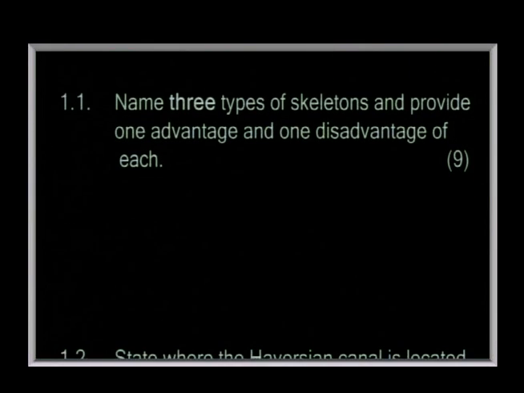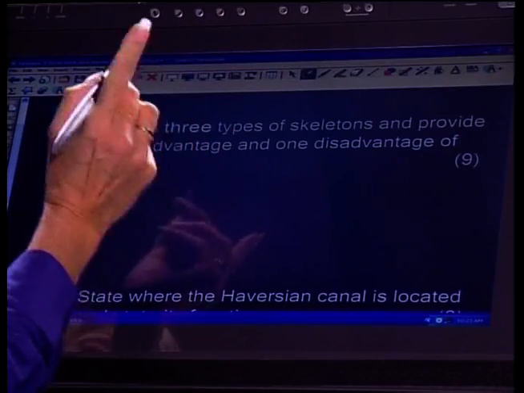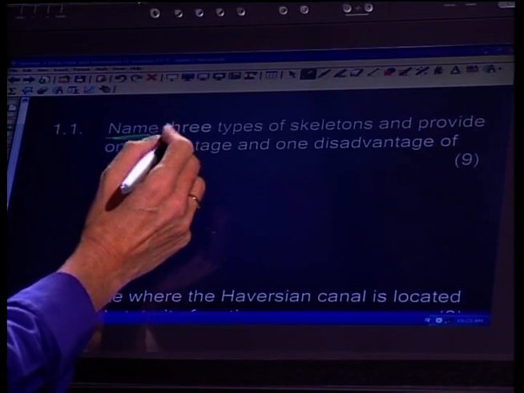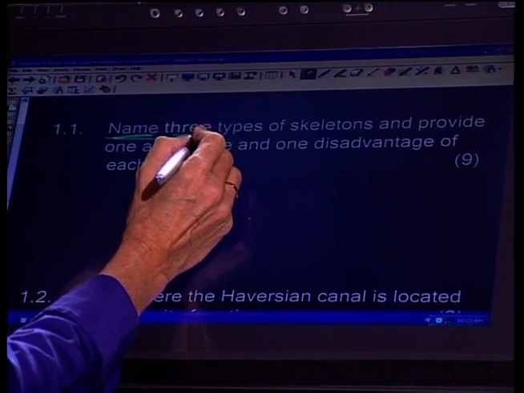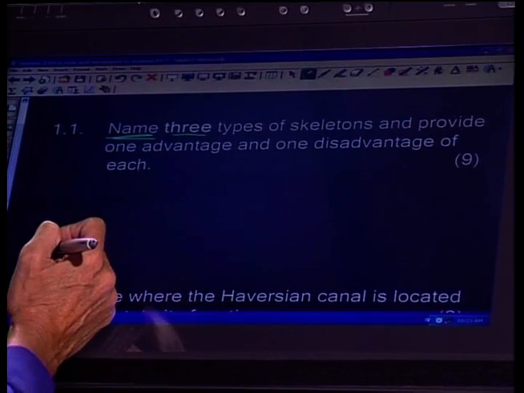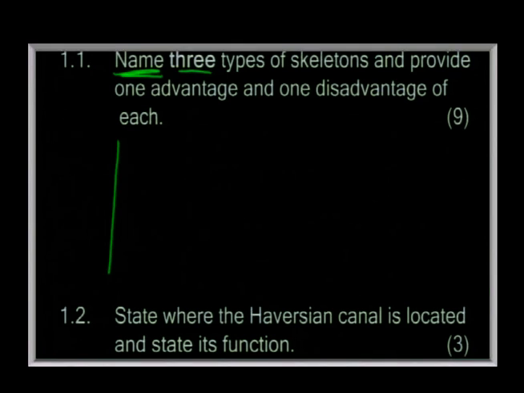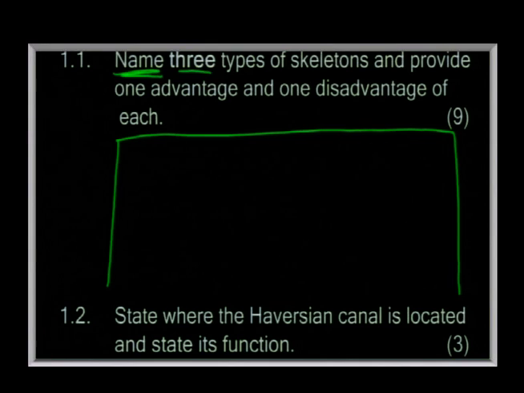And it says, name 3 types of skeletons and provide one advantage and one disadvantage of each. Now, you'll notice here, it says name 3 types. In other words, it doesn't say tabulate. But what are we doing? We're going to be looking at 3 types of skeletons and 1 advantage and 1 disadvantage of each. So it stands to reason, people, the easiest way to do this so that you do not get confused, even though they haven't asked you to tabulate, is to tabulate. Because then you don't get confused.